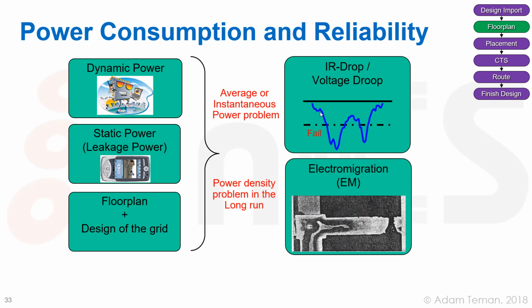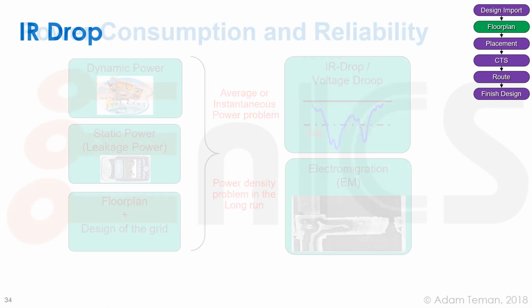And the other thing is a power density problem in the long run, where after sending a lot of current through a certain conductor, it can break or short or whatever, and that's called electromigration, or that's usually what we call it. There are different names and different phenomena.